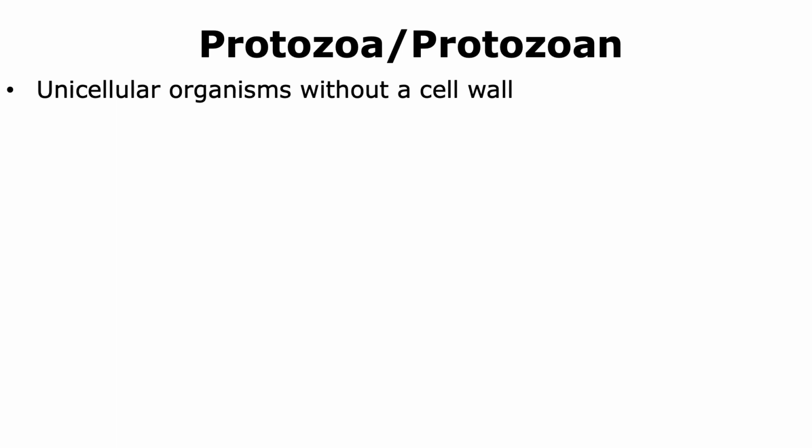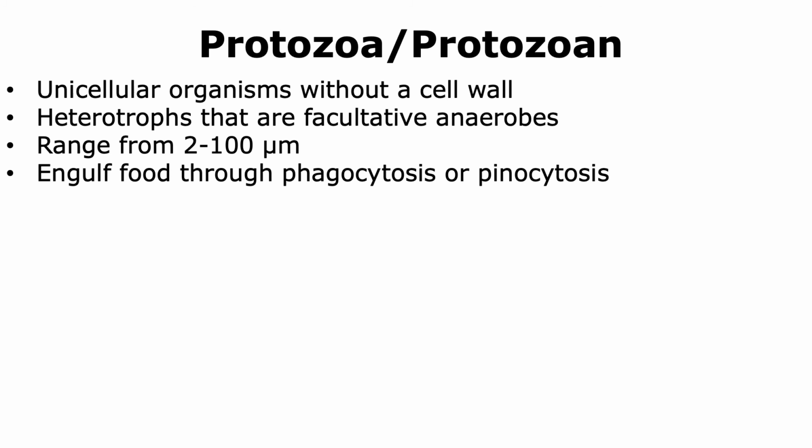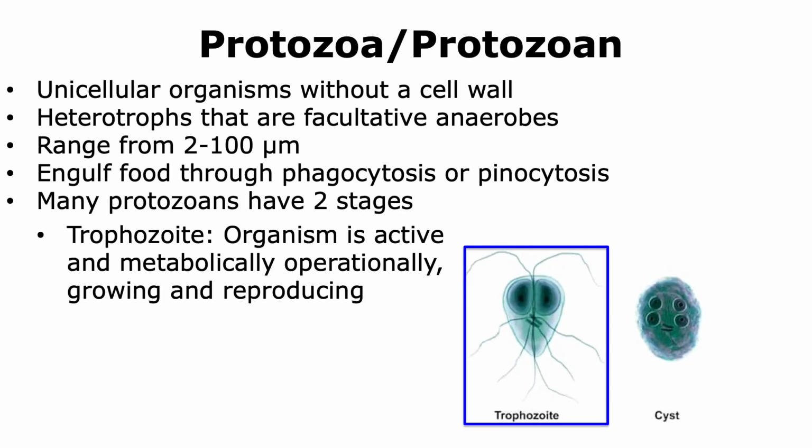Protozoans are unicellular organisms that don't have a cell wall. However, they are eukaryotic, and hence their cells do show the presence of organelles. They are heterotrophs that are facultative anaerobes, which basically implies that they depend on others for food and they don't need a lot of oxygen for survival. They do come in a range of sizes from 2 to 100 micrometers, and the way they're able to obtain their food is through the process of phagocytosis, which is engulfing solid material, or pinocytosis, which is the uptake of liquid by a cell.